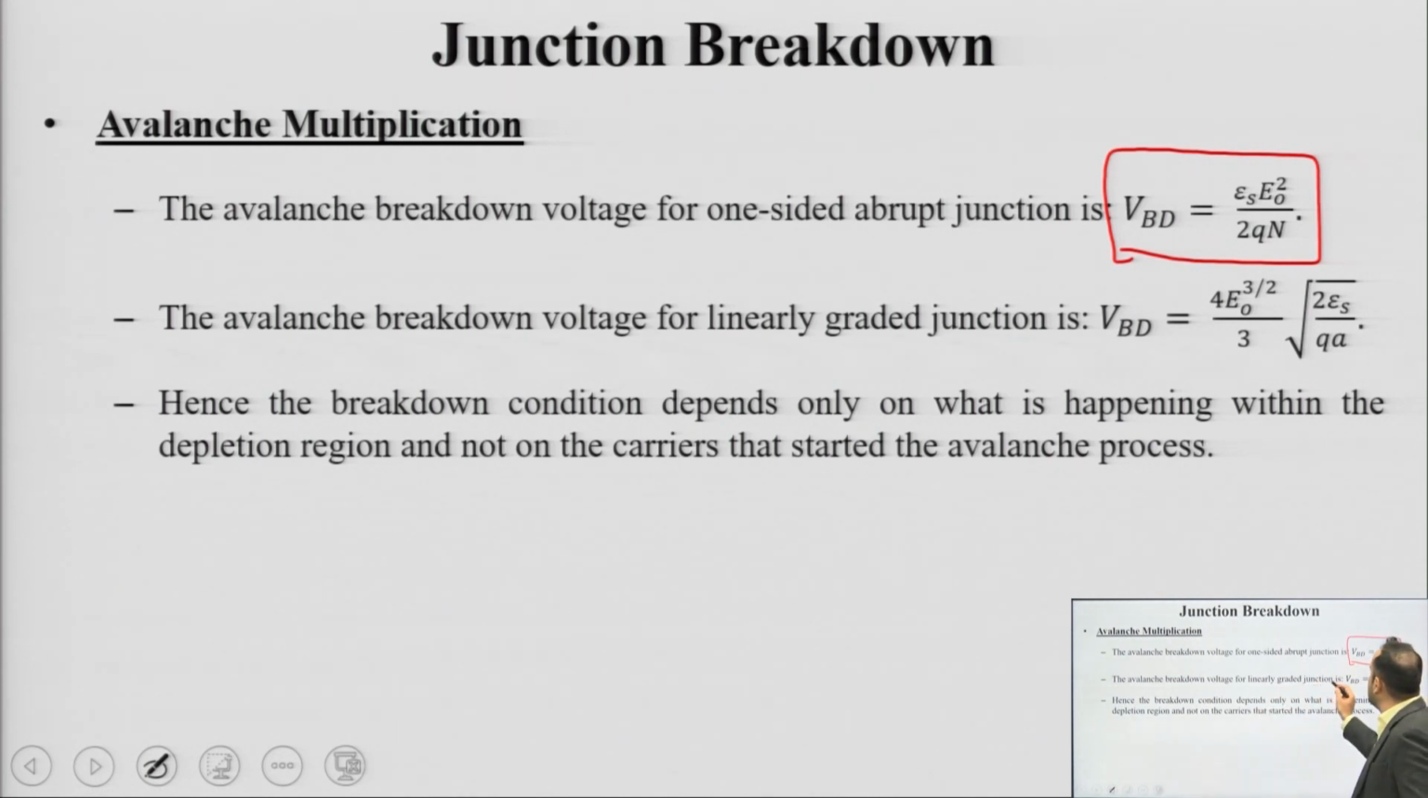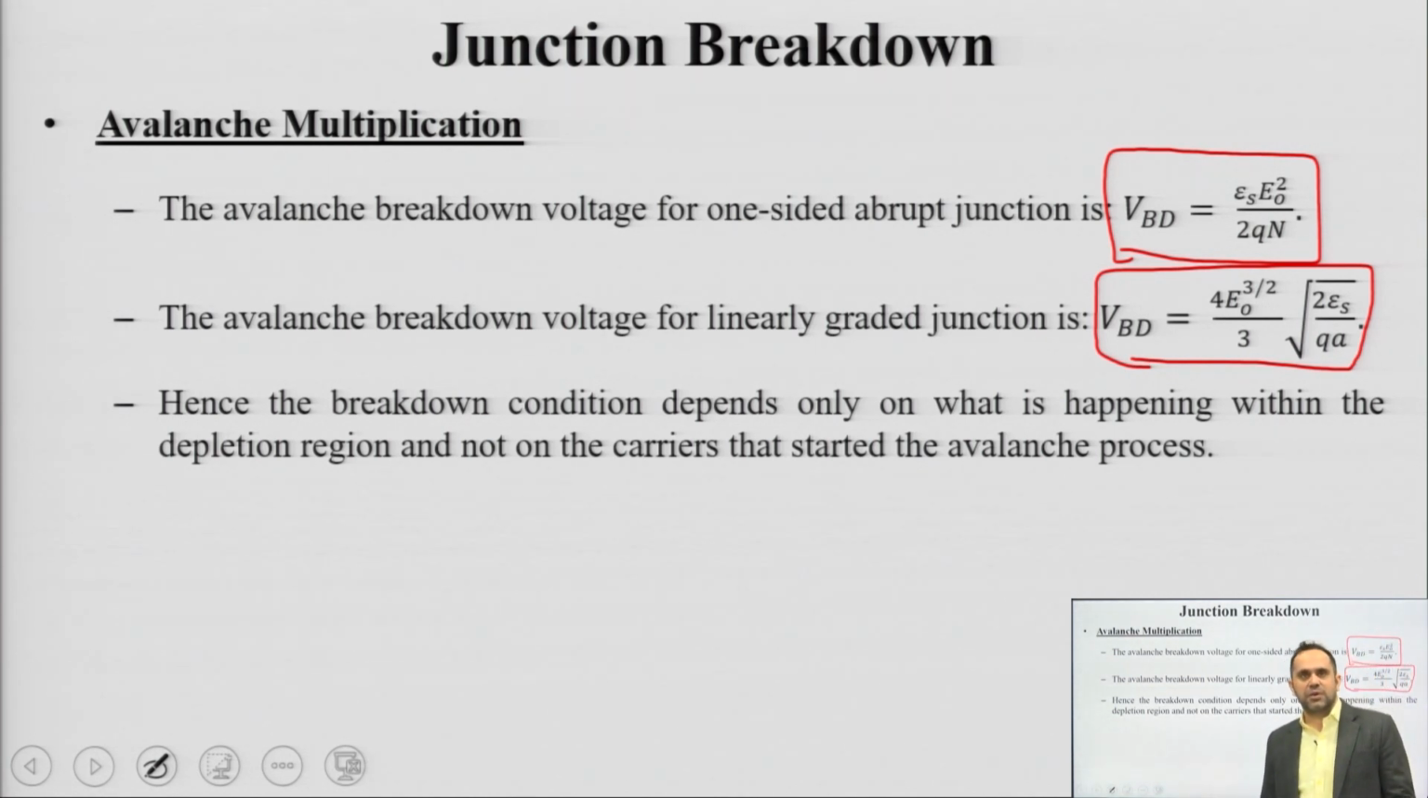Avalanche breakdown voltage for a linearly graded junction, okay, wherever there is a gradient in doping. So, from P to N we are moving via a grading system. Okay. This is the equation for breakdown voltage. Epsilon S is the relative permittivity of the semiconducting material, Q is the Coulombic charge, E naught is the peak electric field, okay, and N here is basically the doping on the higher side, either Na or Nd.